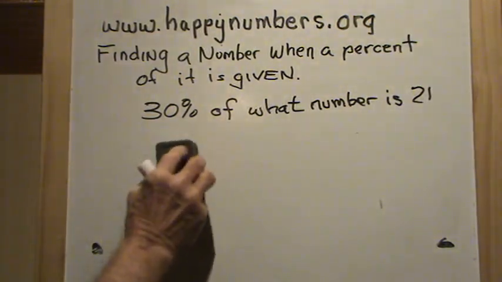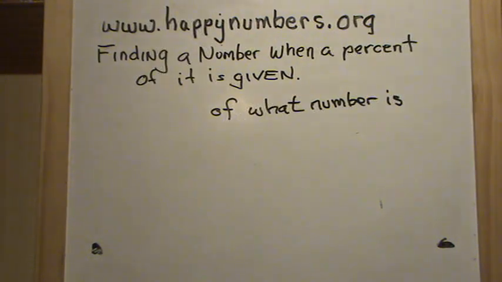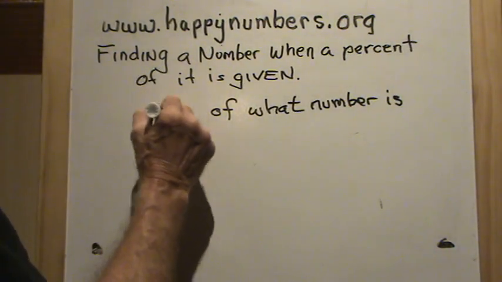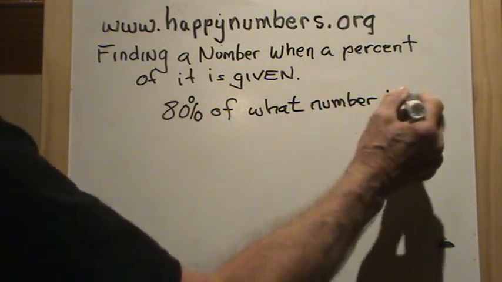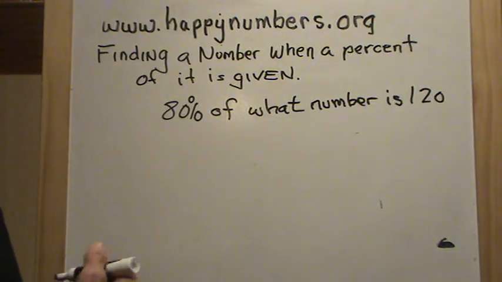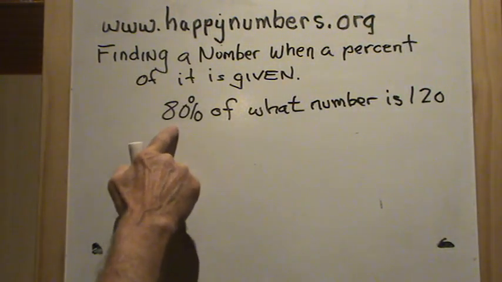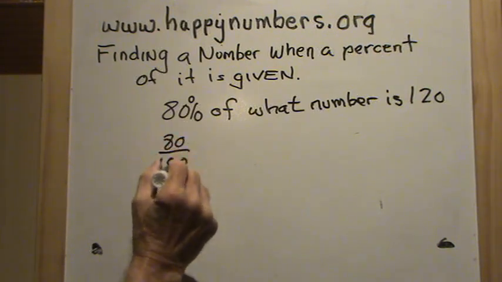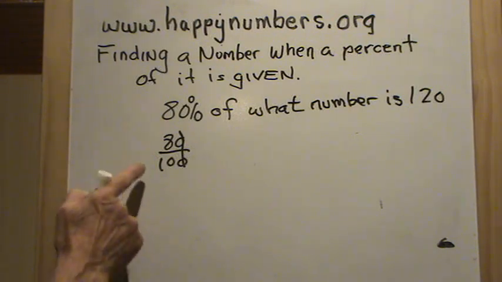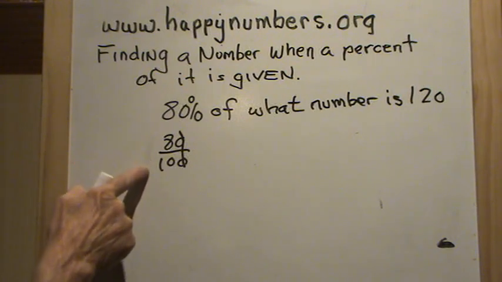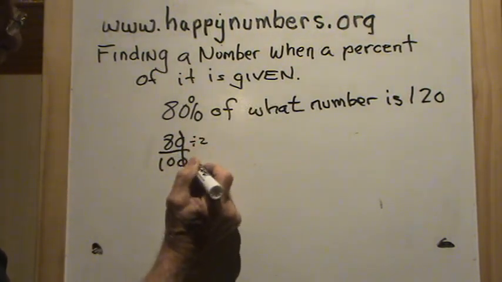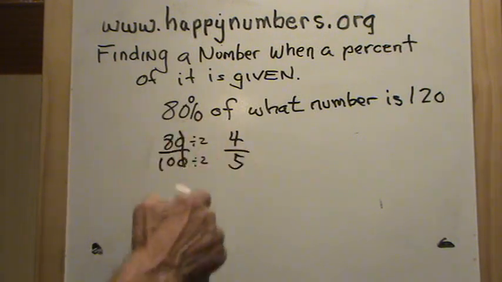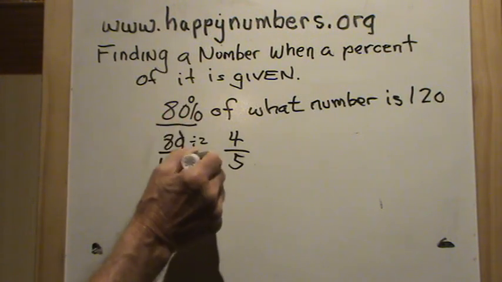So let's try another problem here. Let's try 80% of what number is 120? Well, okay. Step 1, we change 80% to a fraction. And we can just put 80 over 100 because we know the percent is denominator 100. We can cancel that out. Now we want to reduce this to its lowest terms. So we can divide by 2. If we divide by 2 and divide by 2, 2 goes into 8 4 times. 2 goes into 10 5 times. All right, so now we have 4/5. We've changed 80% into the fraction 4/5.